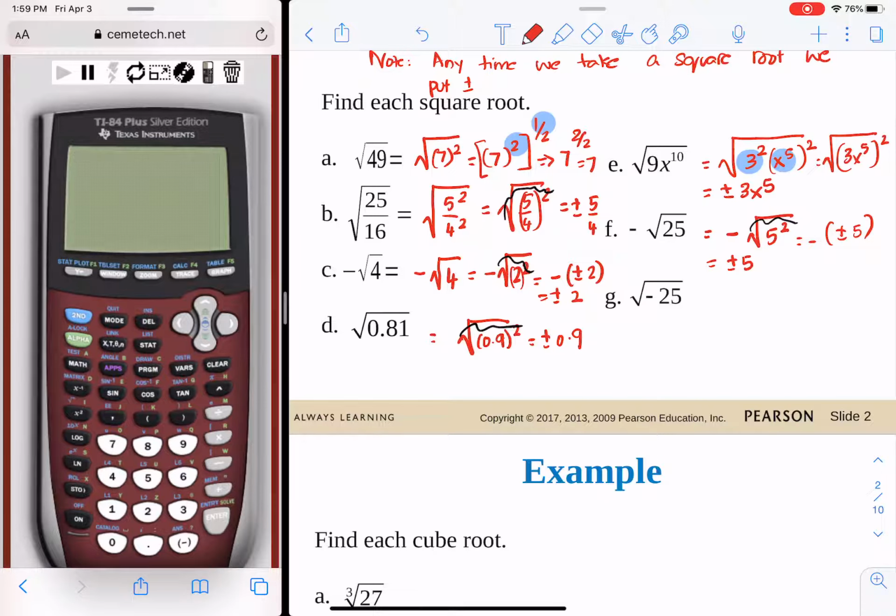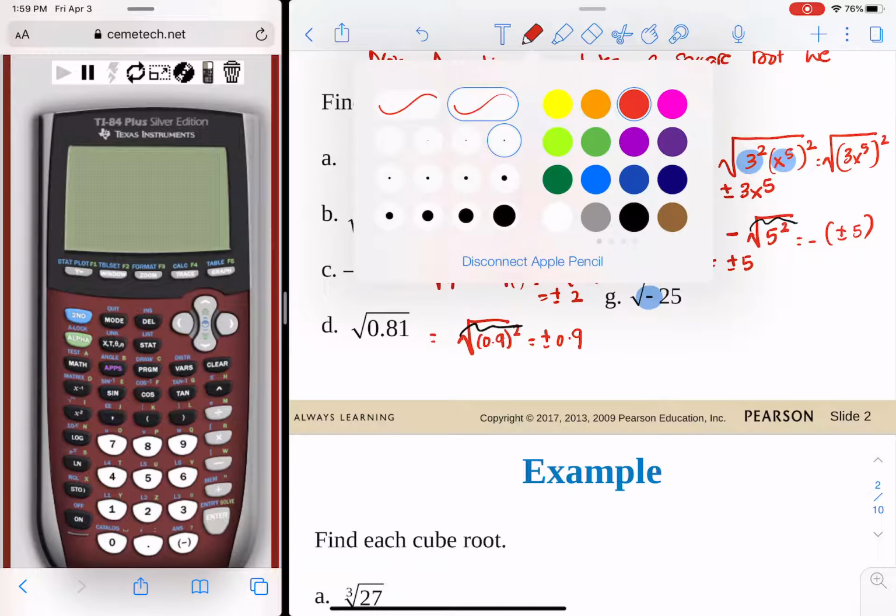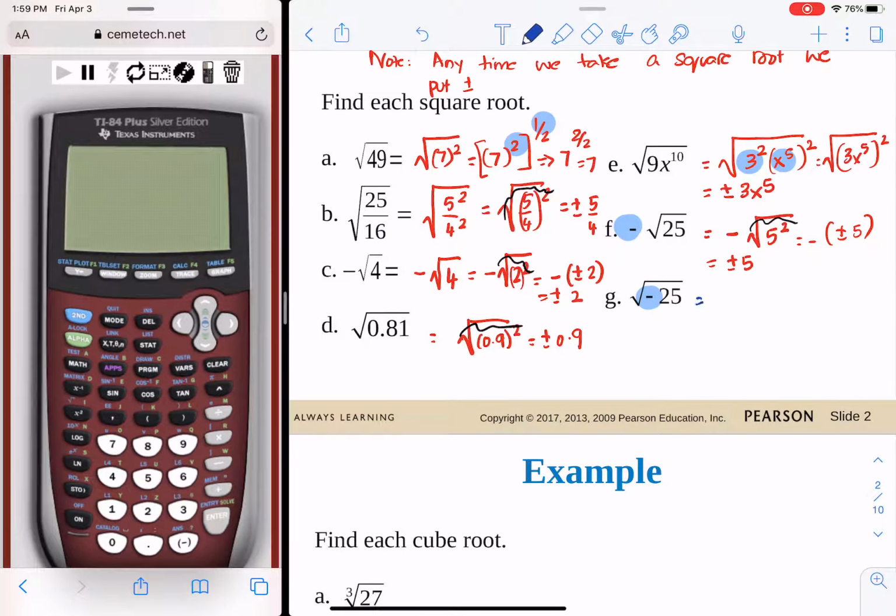And lastly, we have square root of a negative number. You have to know the difference between part F and part G. In part F, the negative is in front of the radical expression. In part G, it is inside the radical. So anytime you take the square root of a negative number, you will not get a real number as an answer. So the answer here is it is not a real number. Rather, it is a complex number, and we will talk about it later.